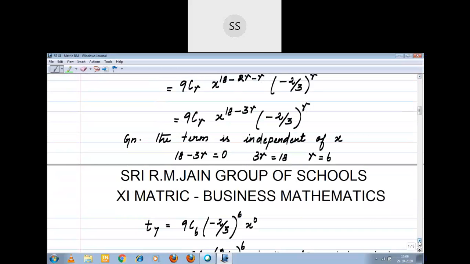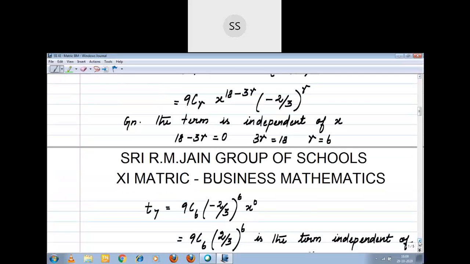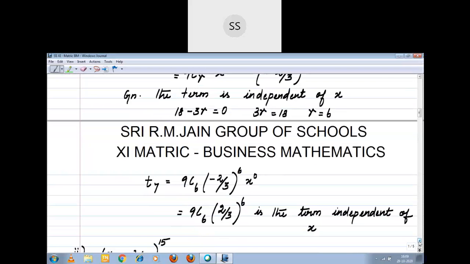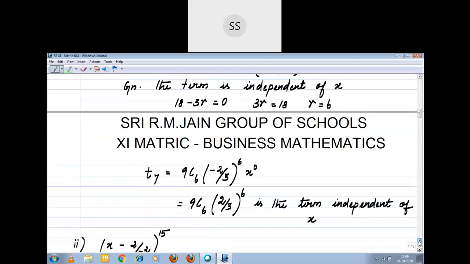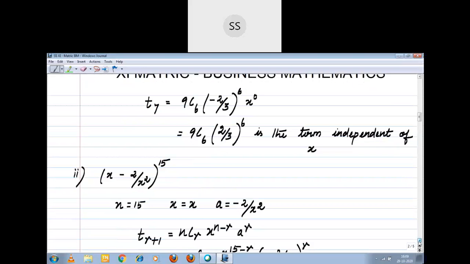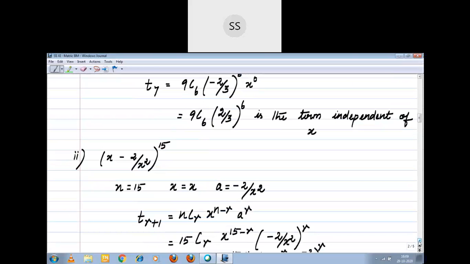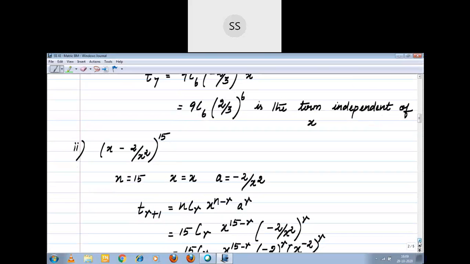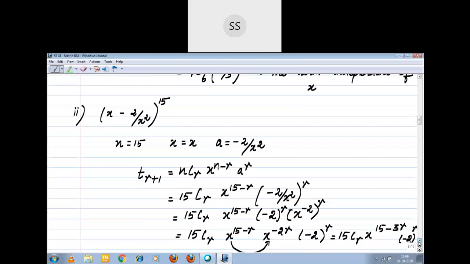Then 9C6 minus 2 by 3 the whole power 6 x to the power 0. Minus 1 into 2, that is the meaning. Minus 1 the whole power even means it becomes positive. So I have written the next line as 9C6 into 2 by 3 the whole power 6 is the independent term of x. Now the second one, n equal to 15, x is equal to x, a equal to minus 2 by x square. That I have substituted in the formula.